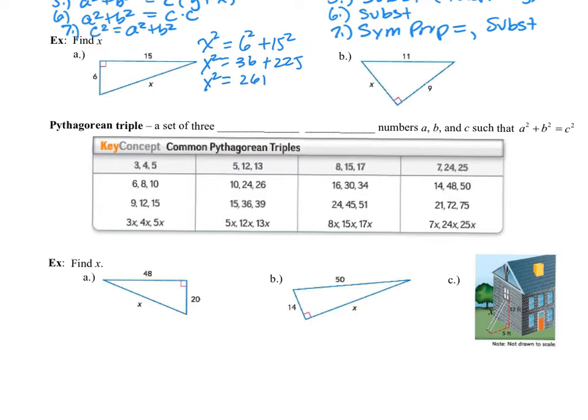So now if I'm solving for x and x is being squared, the inverse of squaring x is to take the square root of both sides. So we will take the square root of both sides, okay?